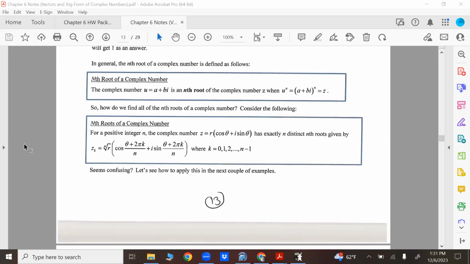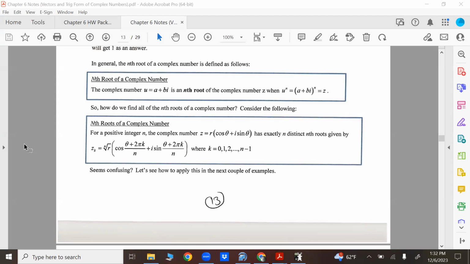So if u equals a plus bi, raised to the n power, and you want to take the root of this, it's a little confusing. But here's what you do. You do all these iterations. You start with k equals 0, and you work it out.